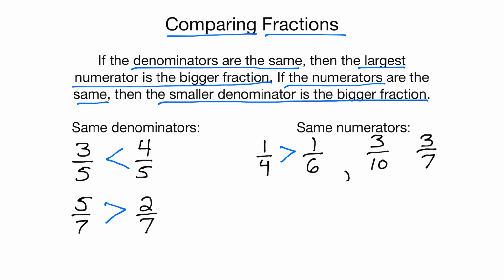Okay, our next example, 3/10 and 3/7. We look for the smaller denominator as the larger number, if we have the same numerator. 3/7 is greater than 3/10 because that object was cut into 7 pieces, let's say pizza, and we have 3 of them, and the other pizza was cut into 10 slices, and we have 3 of them. So 3/7 is larger than 3/10.